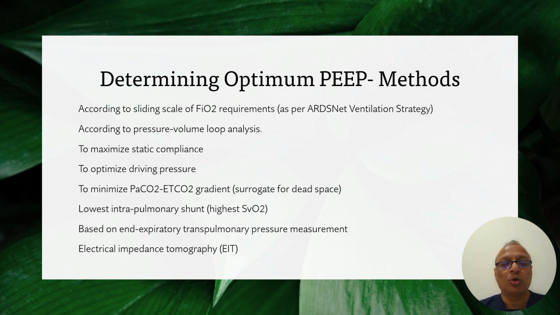There are various methods to optimize PEEP. They are: as per the ARDSnet ventilation strategy; according to pressure volume loop analysis; based on the concept of maximizing static compliance by recruiting alveoli; based on the concept of optimizing driving pressure, again by recruiting more alveoli; based on the concept of minimizing the PaCO2 and EtCO2 gradient, which is a surrogate for dead space; the PEEP value which has the lowest intrapulmonary shunt, meaning highest SvO2; based on end-expiratory transpulmonary pressure measurement; and lastly, based on electrical impedance tomography.